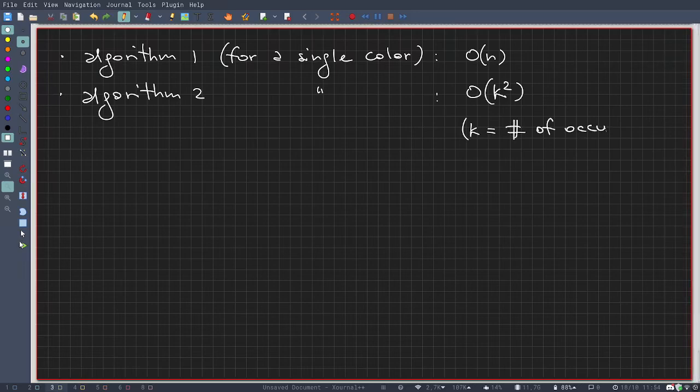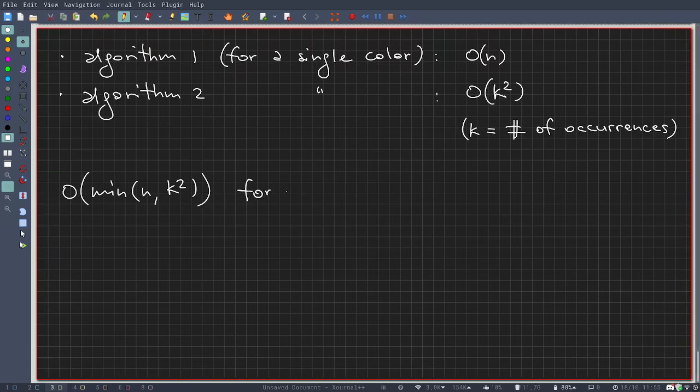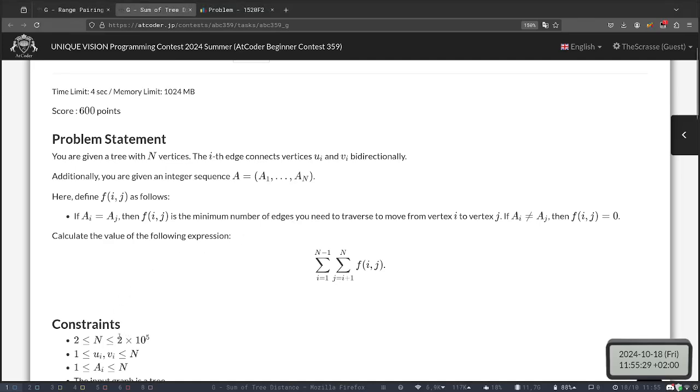Okay, but what if for each color we just choose the fastest algorithm? If the color appears 3 times and n is equal to 10 to the 5th, we use this algorithm. If the color appears 10 to the 4th times, we use this. So we actually spend a minimum of n and k squared. Do you think this is fast enough? Can you show the constraints, sir? Yeah.